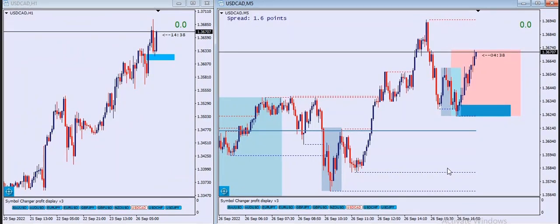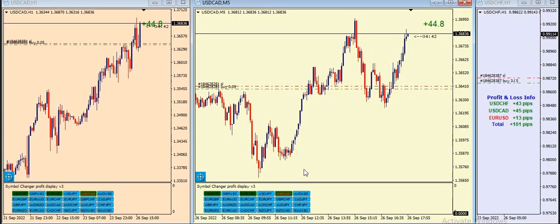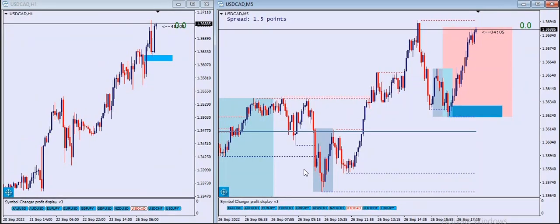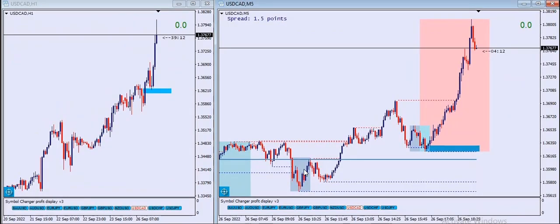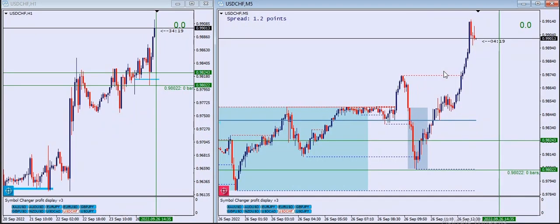Then this was my setup. This is how it went. It continued up that day. Yeah, it hit my first take profit and moved up, took out my second take profit and continued up till the end of the New York session on Monday.